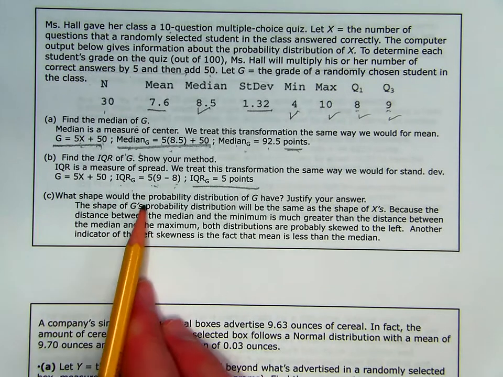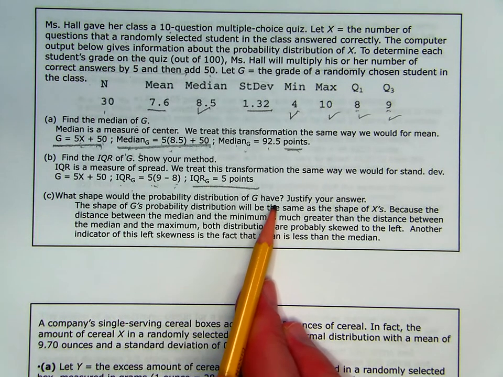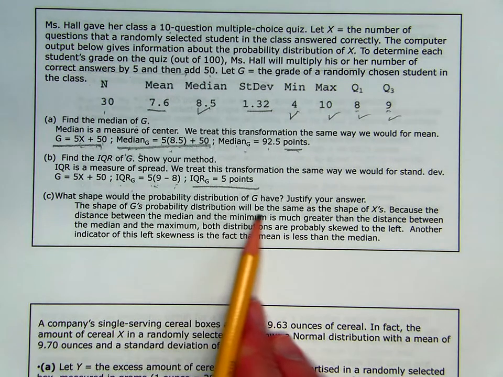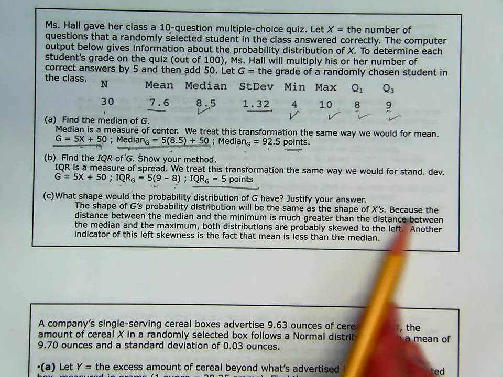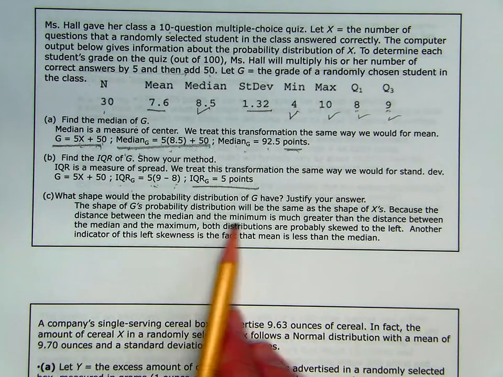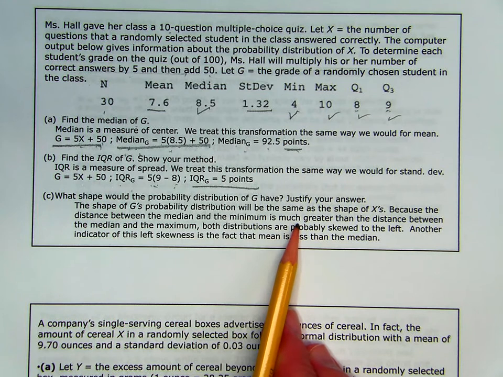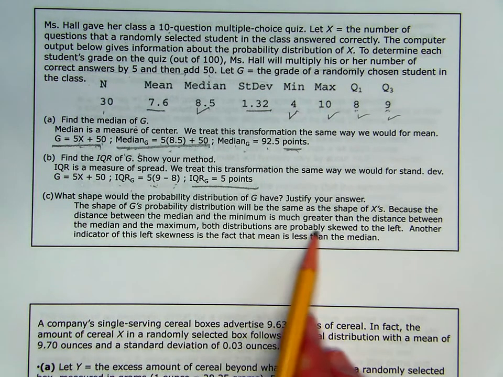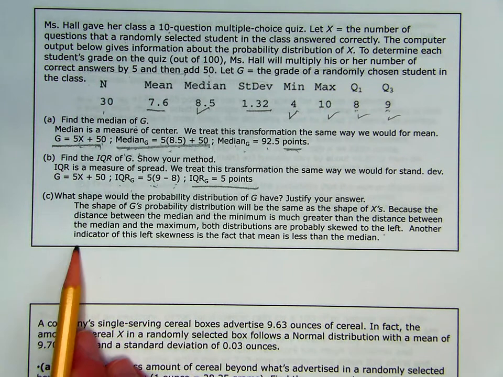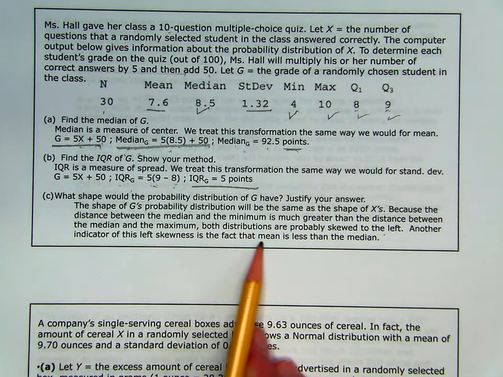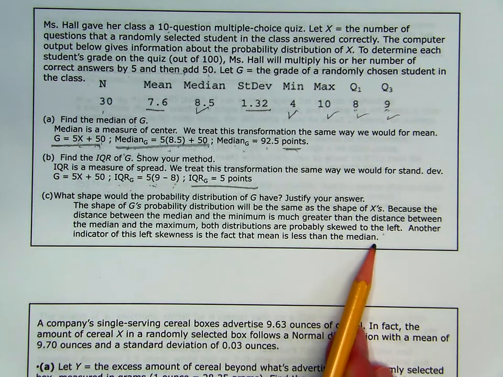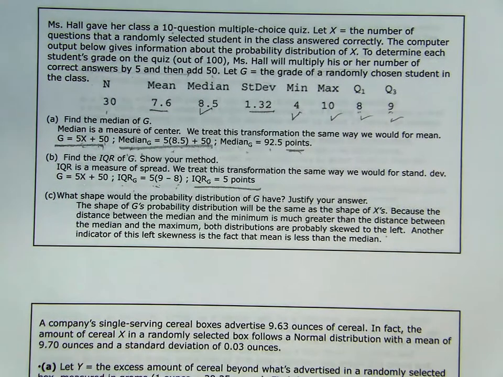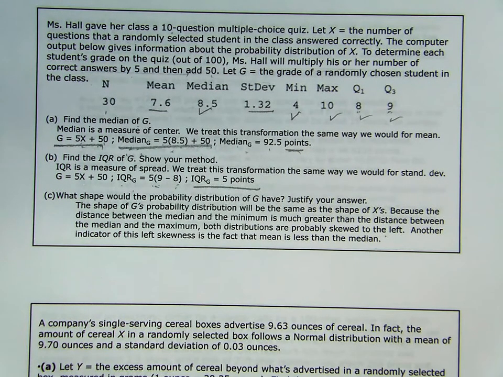Okay, what shape would the probability distribution of G have? Justify your answer. The shape of G's probability distribution will be the same as the shape of X's, because the distance between the median and the minimum is much greater than the distance between the median and the maximum. Both distributions are probably skewed to the left. Another indicator of this skewness to the left is the fact that the mean is less than the median. So although it didn't specifically say what this distribution is, we can take a good guess of what it most likely is.